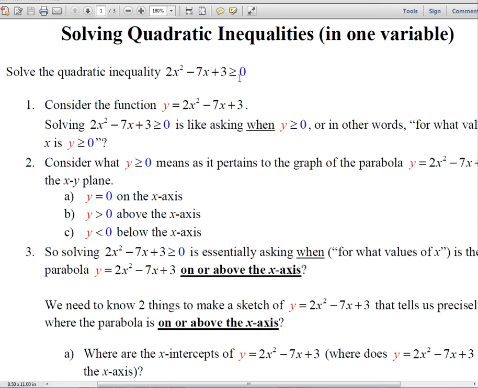If we want to solve the quadratic inequality 2x squared minus 7x plus 3 is greater than or equal to 0. If you can't see this real well, it's on that sheet I gave you. So we want to find the x values. Like always, when we're solving an inequality, we want to find all the x values that are going to make this true. All the x values that are going to make the expression 2x squared minus 7x plus 3 greater than or equal to 0.